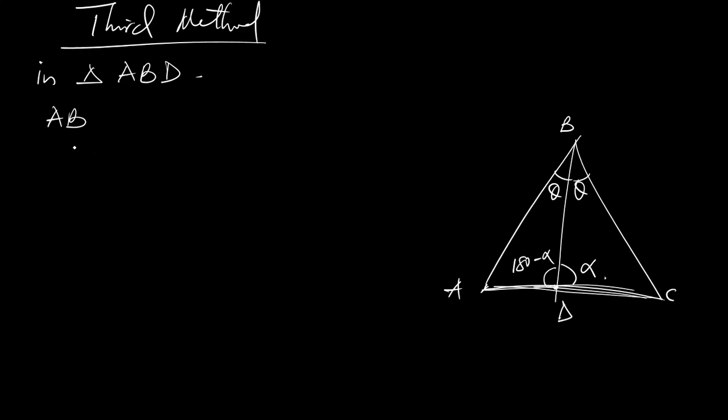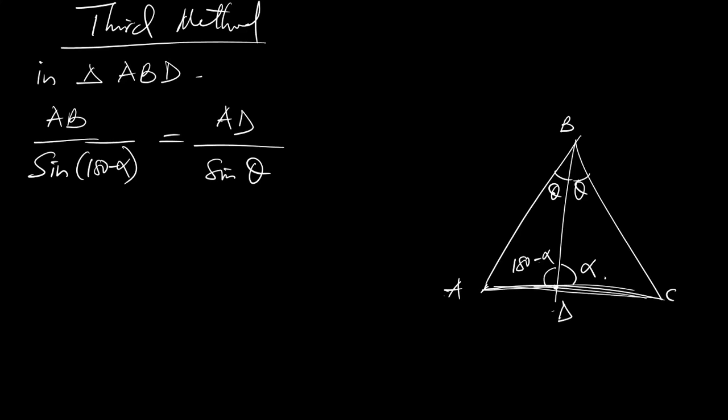AB all over, AB is opposite to this angle, angle 180 minus alpha. So it will be all over sine 180 minus alpha, which will now be equal to, this ratio is equal to AD divided by sine theta, because AD is opposite to angle theta. So AD divided by sine theta. Now let's now multiply both sides.